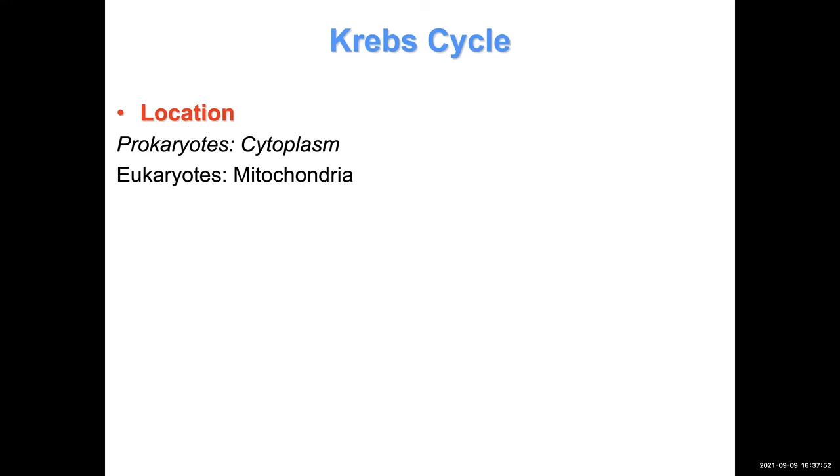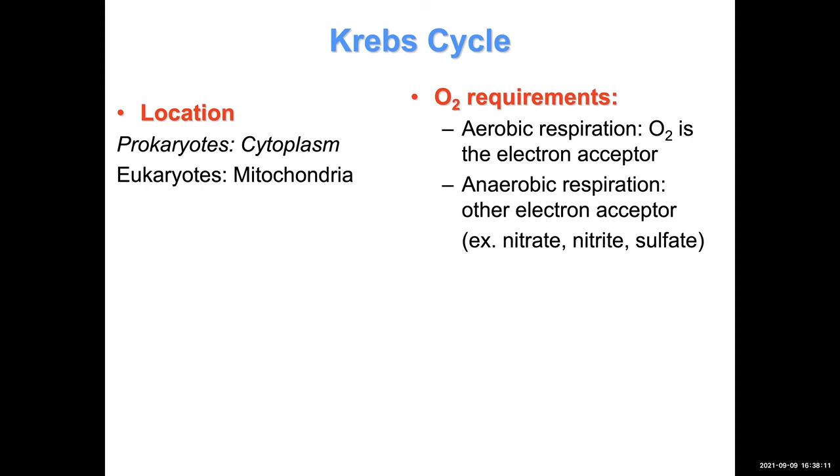So we see here that the location of the Krebs cycle in prokaryotes is going to be the cytoplasm. And now you know why that's important, right? Now you know why they generate more ATP than us sophisticated eukaryotes, or so we thought. Whereas in eukaryotes, it occurs in the mitochondria. Oxygen requirement: it does require oxygen.